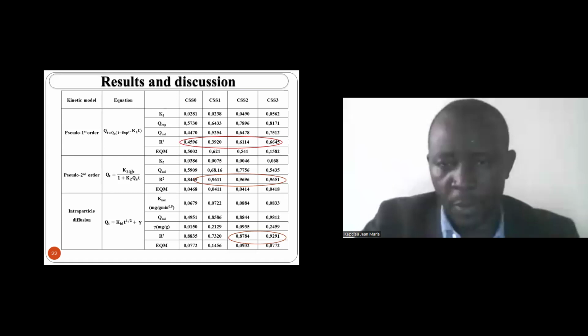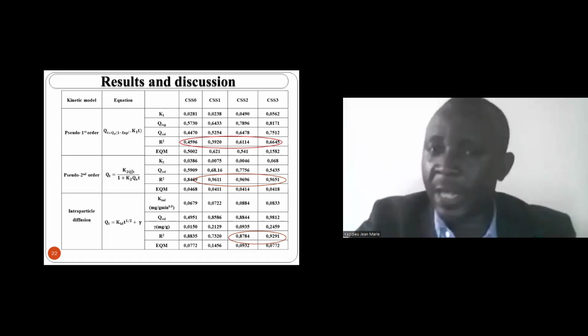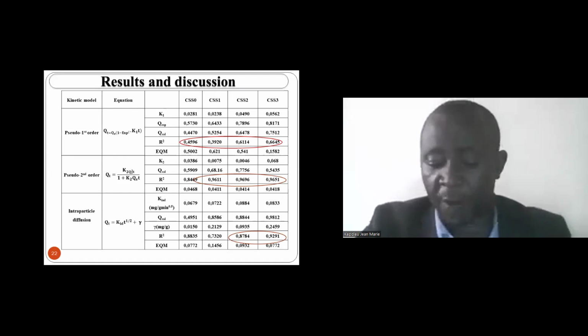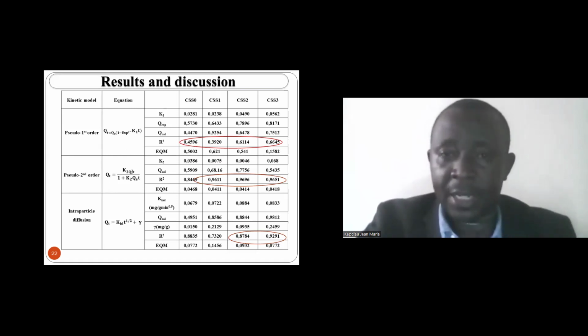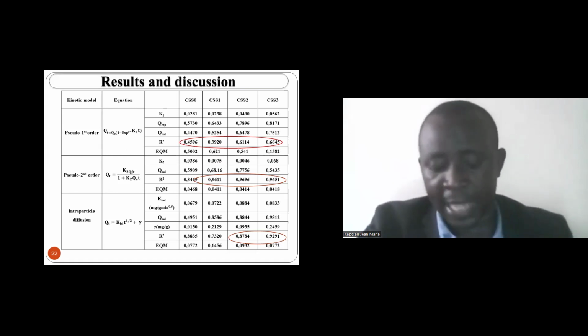Regarding the modeling data, the pseudo-second order model exhibits the highest values of R squared, the correlation coefficient, corresponding to the lowest ones for root mean square standard deviation. And this model may suggest an adsorption mechanism with two steps.